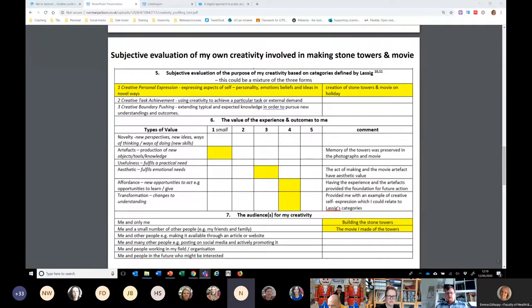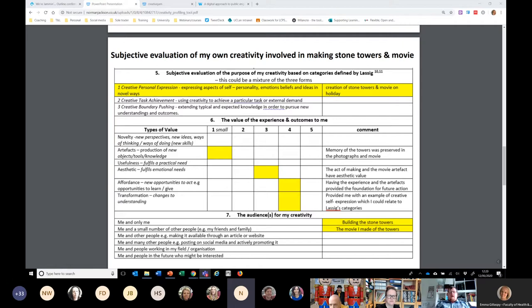I felt something in that particular place. I wanted to make something. And so it was fundamentally around that sort of area. The value of the experience and outcomes to me, I think there was value in the artifacts. It was small. The aesthetic value, I think, was quite great. As I said, I felt real pleasure in doing this.